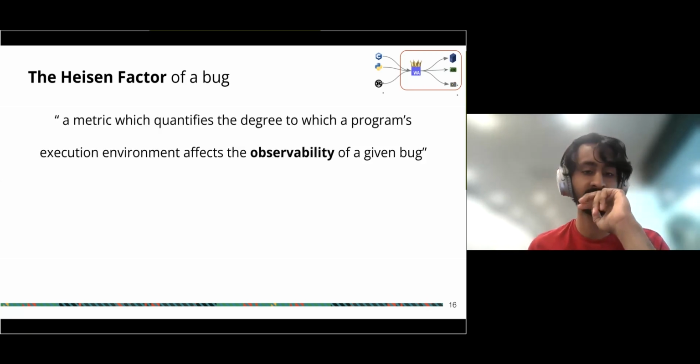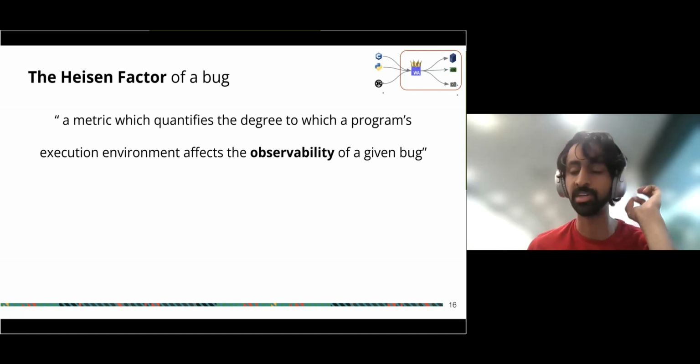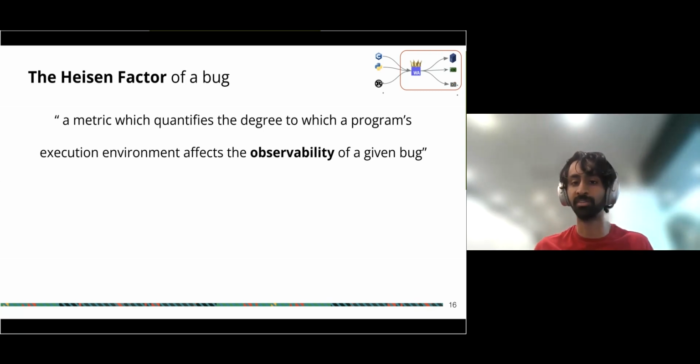And this Heisen factor is a metric that quantifies the degree to which the execution environment of a program affects the observability of a given bug. In our opinion, the Heisen factor is a great way to model a bug because you often have cases where, say, you have a million cars deployed and you have one specific car where you have bugs that are hard to reproduce. Bugs like that are ones you would intuitively call ones with a high Heisen factor, because the observability of that bug is highly dependent on the platform or the specific circumstance under which the program is running.